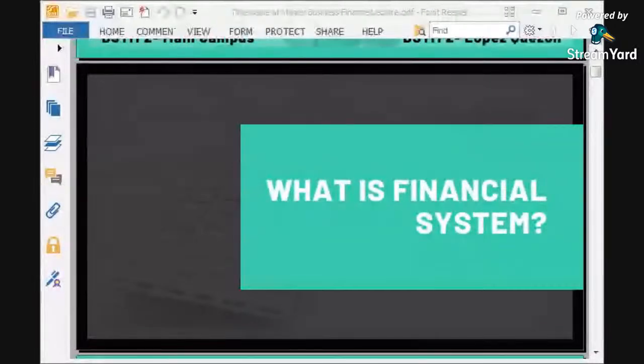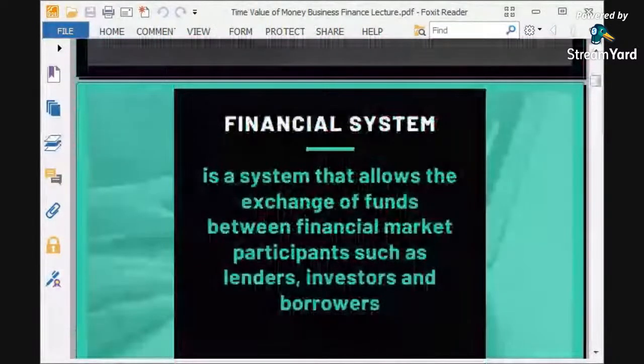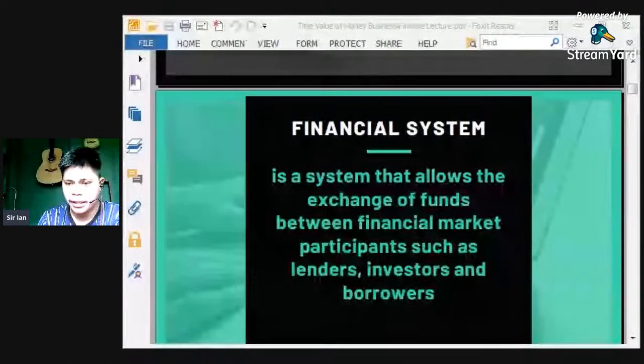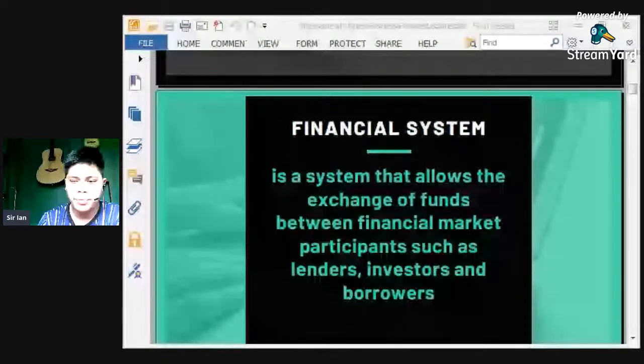Okay, so going back, let's talk about the financial system. What is a financial system? A financial system is a system that allows the exchange of funds between financial market participants such as lenders, investors, and borrowers. When we say financial system, it refers to the set of institutions, both the depository and the non-depository institutions, that permit the exchange of funds or facilitate what we call the flow of money. So when we say financial system, it is the system by which money is exchanged, or how money circulates and flows.